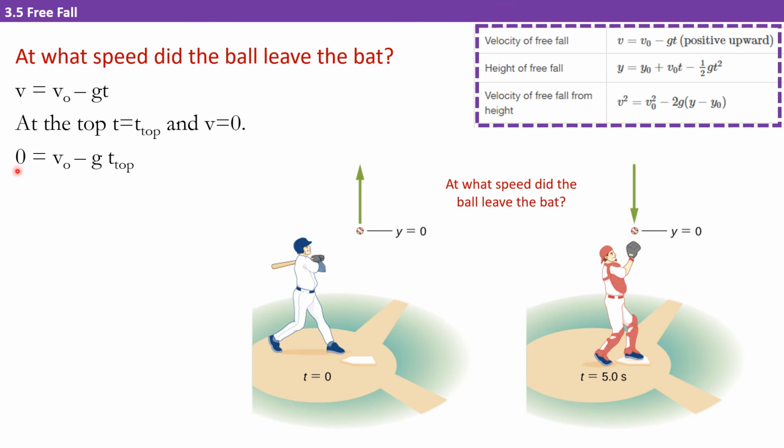So plugging in the velocity at the top of 0, we can figure out what our initial velocity is simply by knowing the acceleration due to gravity, and then knowing that this t-top is 2.5 seconds. So we're able to find out that the velocity is simply equal to 9.81 meters per second squared times 2.5 seconds, or 24.5 meters per second. So that's one of the questions we can ask: what is the speed at which it leaves the bat?